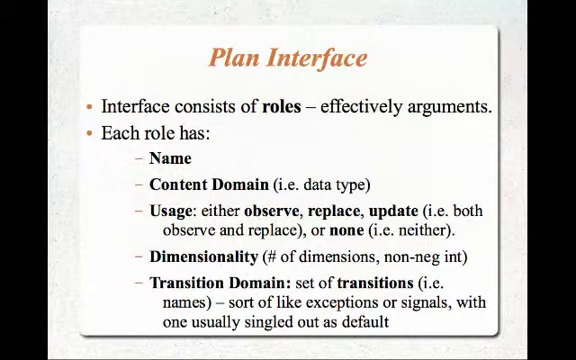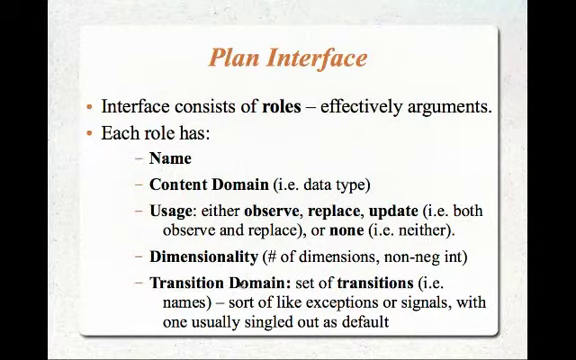A plan interface consists of roles, and you can think of them as arguments; they're very similar. Each role has a name, a content domain, which is basically a data type, and a usage, which you might be familiar with as in, out, or read, write. They're called observe, replace, and update here, but they're basically like that. And a dimensionality, which is fine, just none. As we will see, a role does more than just access data, and we'll get to why we might want none in a minute.